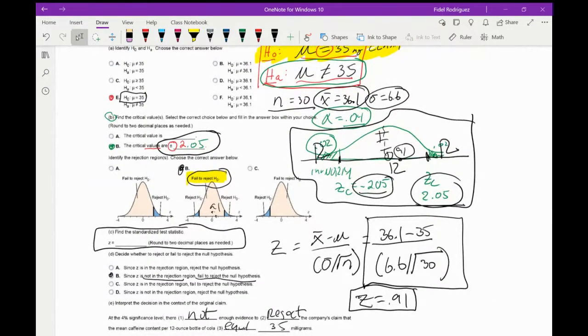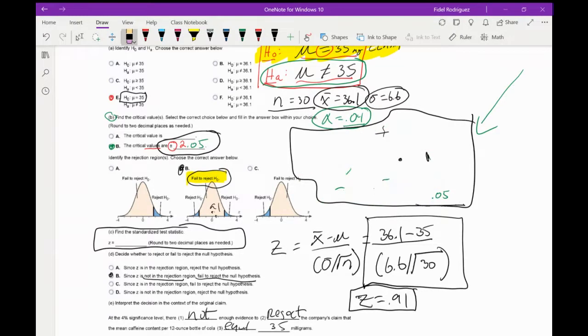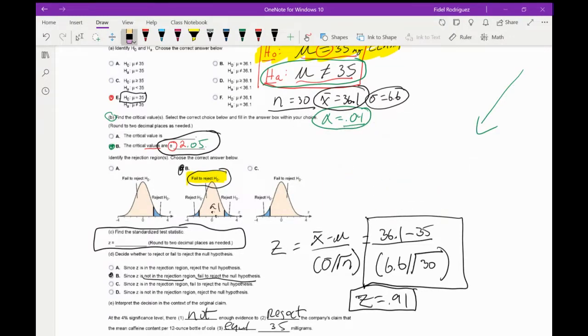Okay, so before I go on, remember how we did this part here in the calculator? This is when we use the inverse norm, right? I'm going to try to clean this up a little bit here, guys, so that it's not so messy. Let me just do this part again.